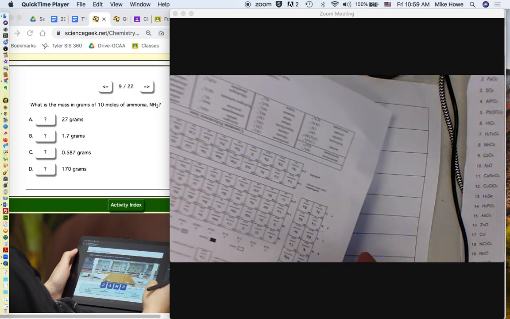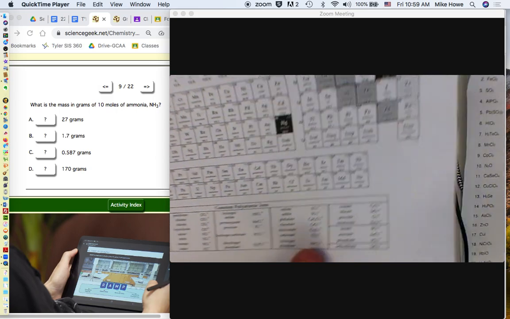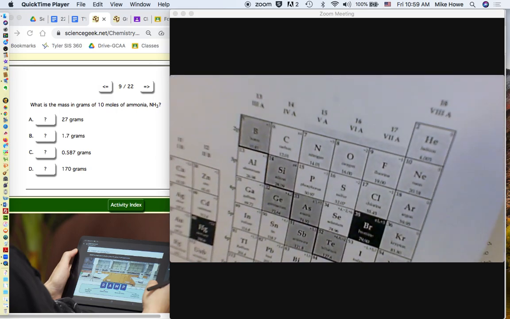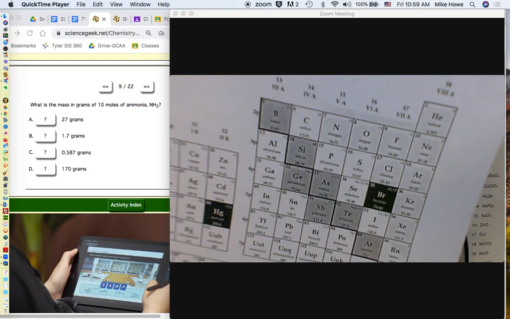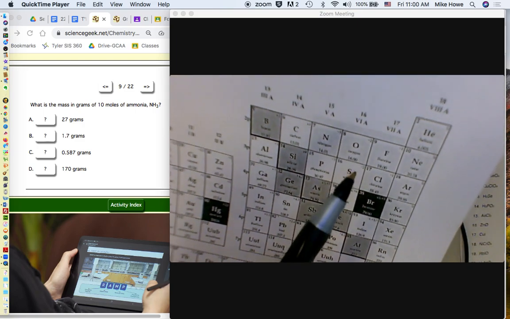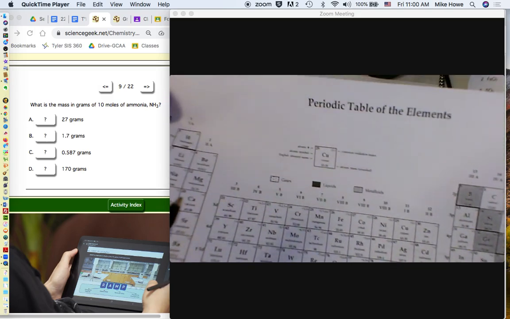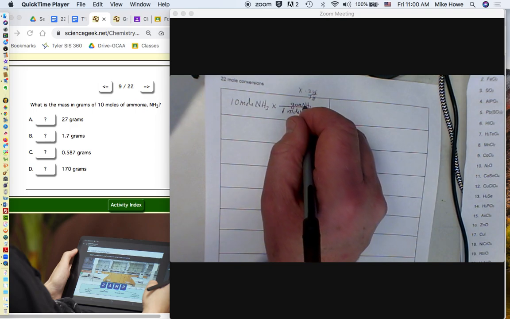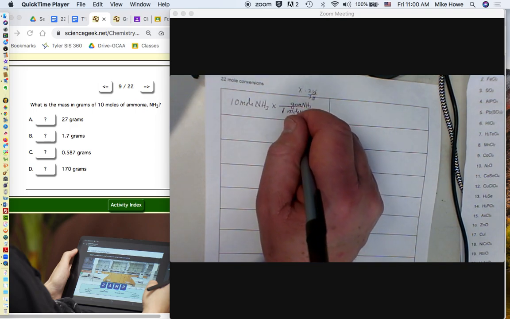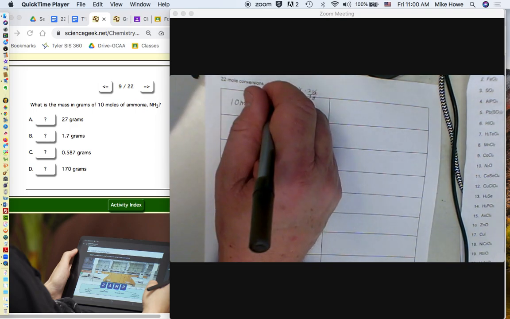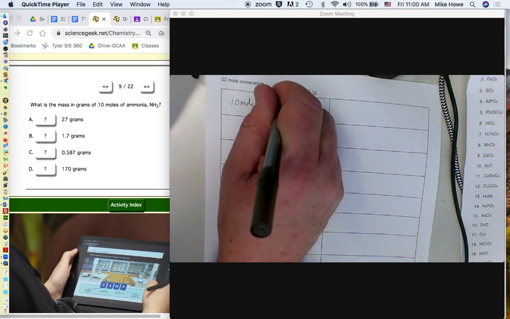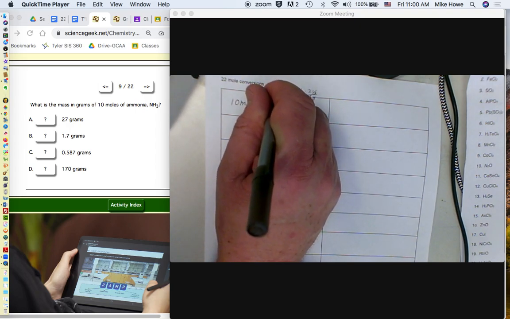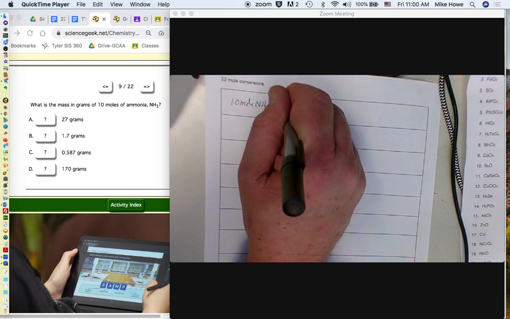So we'll pull our periodic table out, turn it right side up, and you'll see that nitrogen has a mass of 14. You can see it right there. And hydrogen is over here, has a mass of 1. So since there's 1 nitrogen and 3 hydrogens, I'm really going to have 14 plus 1 times 3. So that gives us 17 grams.